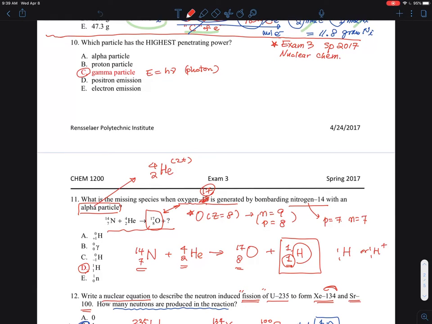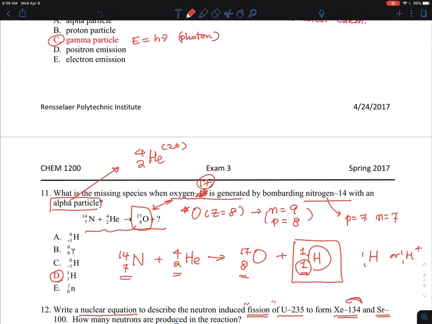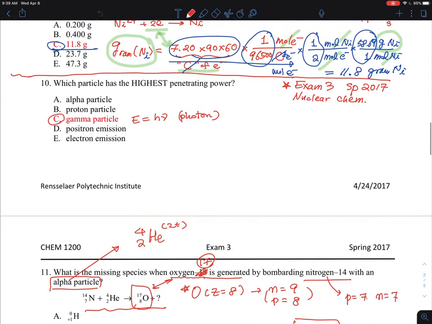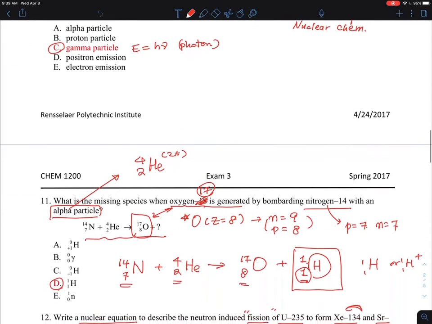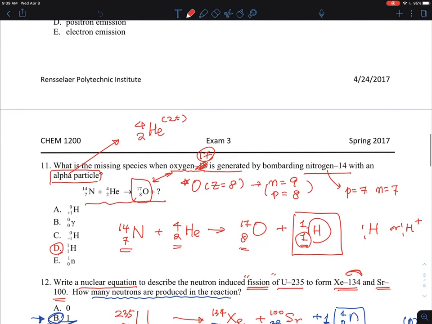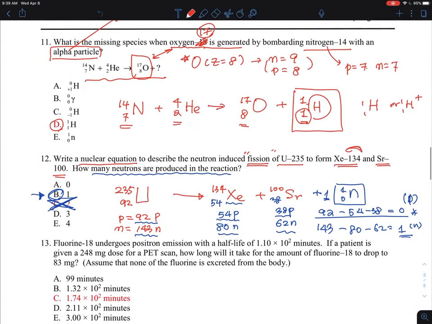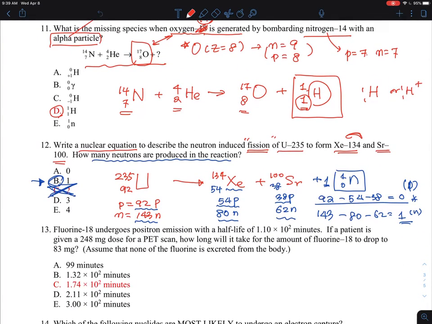The screen capture is on this class, and essentially from the previous section I start with number 10, which is nuclear chemistry. Which one has the highest penetration power? That is a gamma particle. And can you balance this one? I think you guys can try it for yourself. And number 12 is fission, so you can balance it by looking at xenon and strontium and looking at the periodic table, and you can do that.